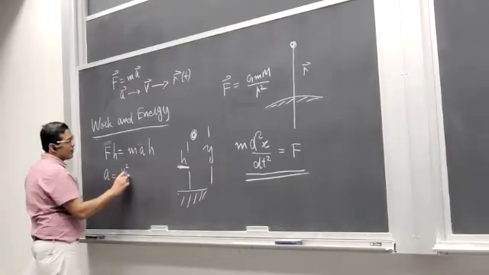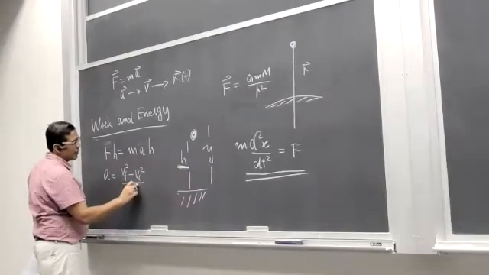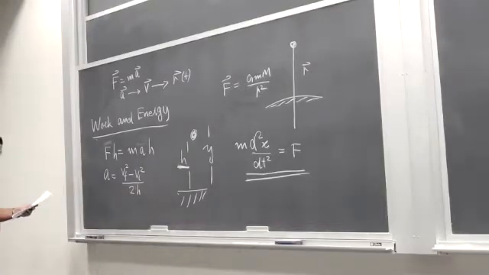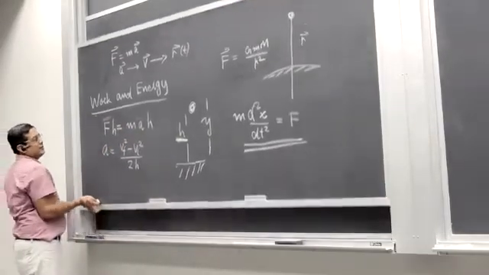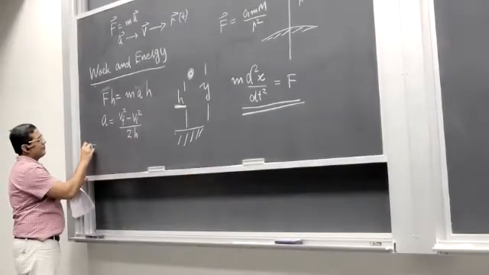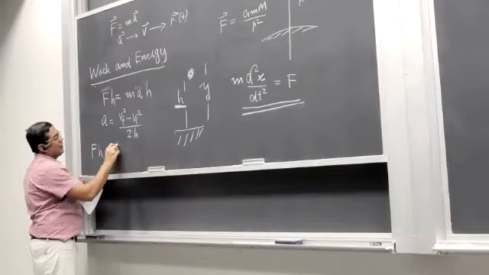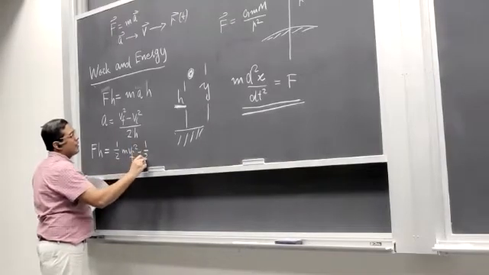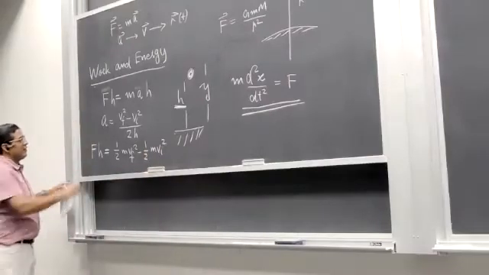The square of the final velocity minus the square of the initial velocity over 2h. Now, if you plug that back in here, you would get F h equals half m v_f squared minus half m v_i squared. Okay, very important relationship.